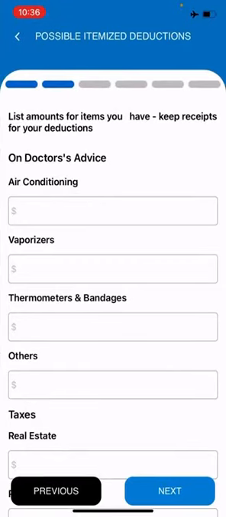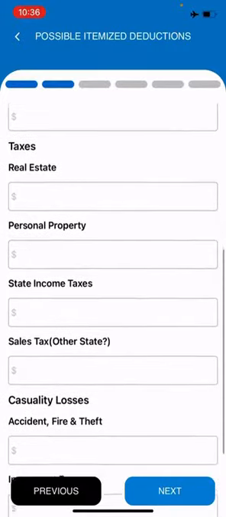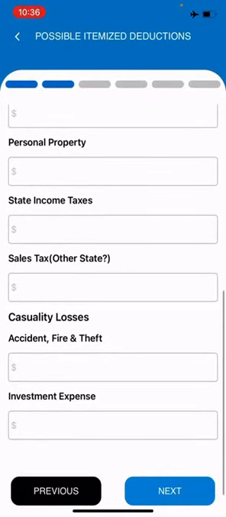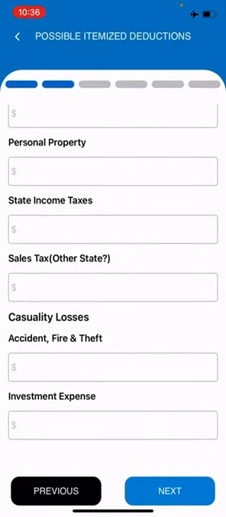List any amounts for items you have kept receipts for your deductions, like your doctor's advice, air conditioning, vaporizers, thermometers, and badges, the taxes you paid on your home or real estate, personal property tax, your DMV tags, state income tax, your sales tax, your casualty loss, which is your accidents, fires, and theft, and your investment expenses.